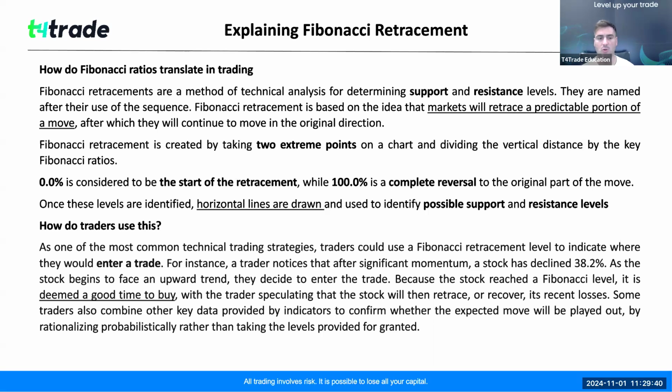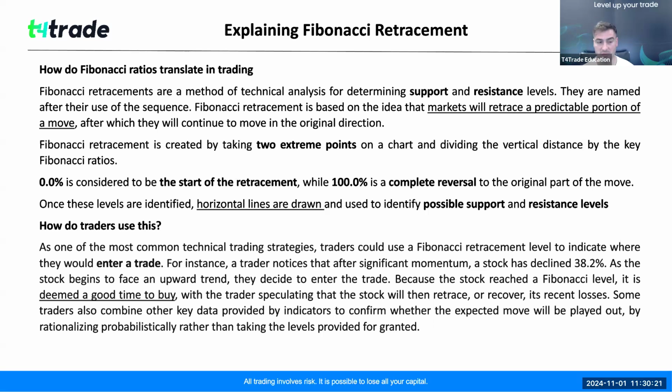So why do traders use this? As one of the most common technical trading strategies, traders could use a Fibonacci retracement level to indicate when and where to enter a trade. For instance, a trader notices that after significant momentum, a stock has declined 38.2%, a key Fibonacci ratio. As the stock begins to face an upward trend, they decide to enter this trade. Because the stock has reached a Fibonacci level, it is deemed to be a good time to buy, with the trader speculating that the stock will then retrace and recover its recent losses.